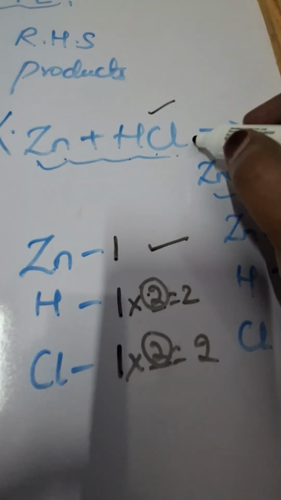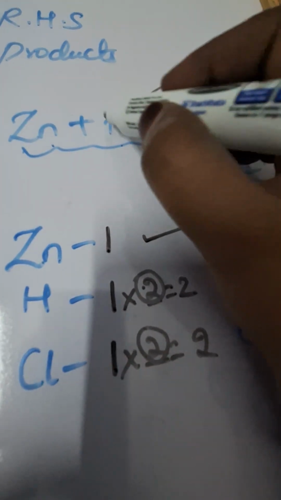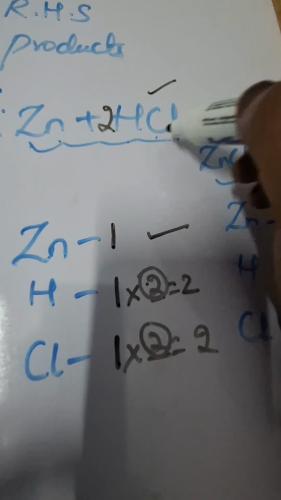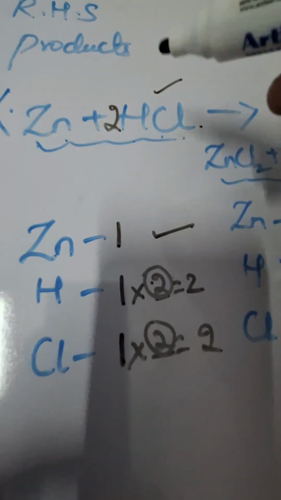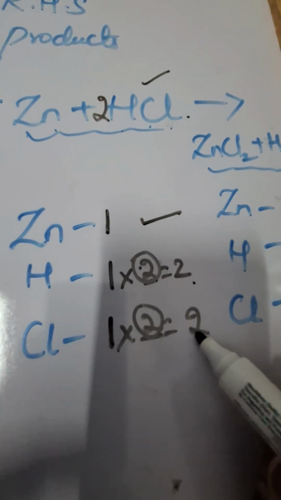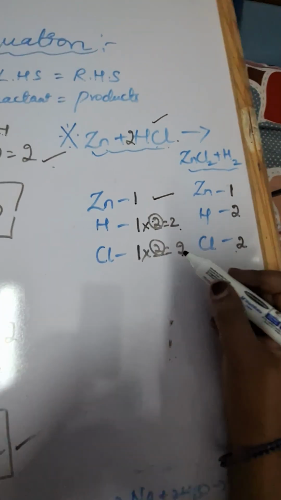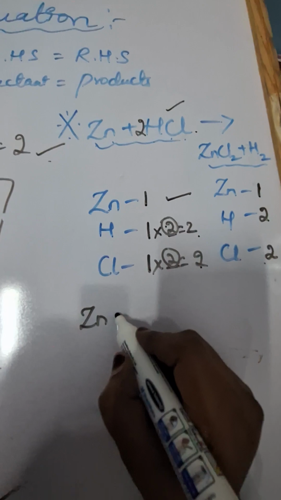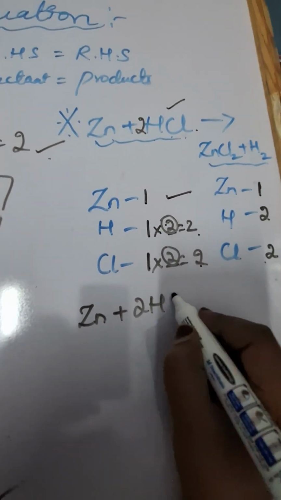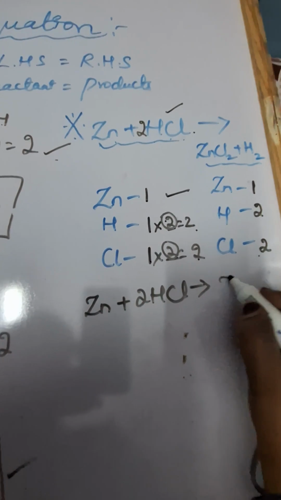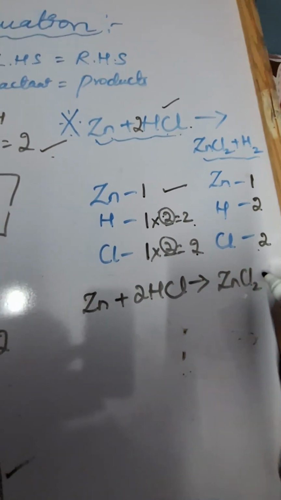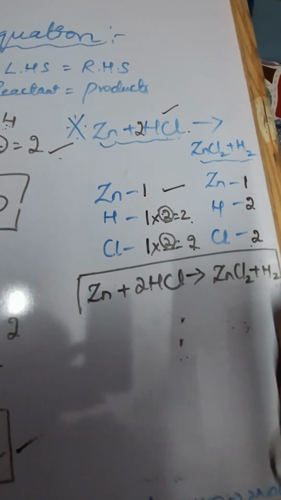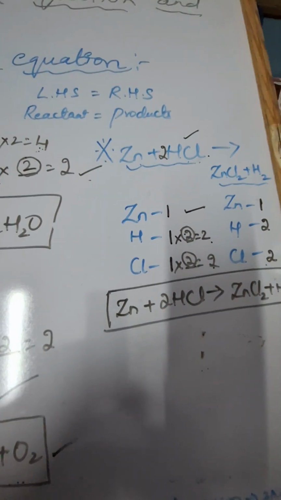Right. Now I can't write it down here. Where can I write this? This side. Yes. If I write here, it is for H as well as for Cl. So H also gets 2, Cl also gets 2. Hence, as you can see, we have the last equation: Zn plus 2HCl will give you ZnCl2 plus H2. So this is our balanced chemical equation.